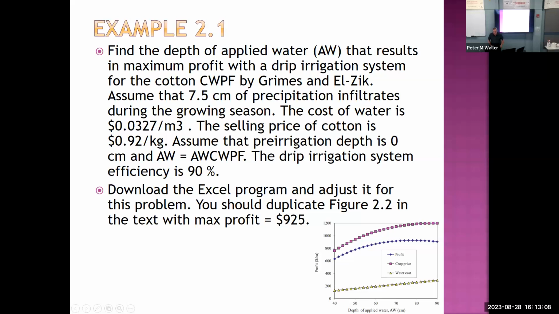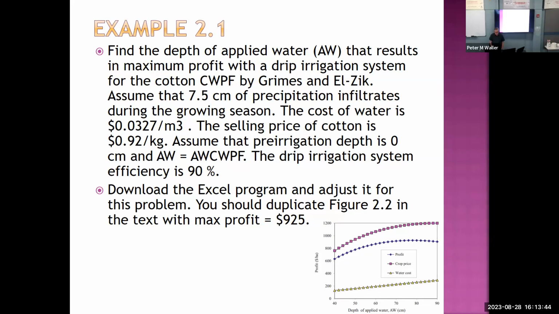Okay, so what I'd like you to do is in your groups, you can talk about it. And if you don't have a computer, you can just share with somebody else. But find the depth of applied water that results in maximum profit with a drip irrigation system for the cotton crop water production function by Grimes and Elzick. Assume that 7.5 centimeters of precipitation infiltrates during the growing season. The cost of water is 0.0327 per meter cubed or per hectare centimeter. Selling price of cotton is 92 cents per kilogram.